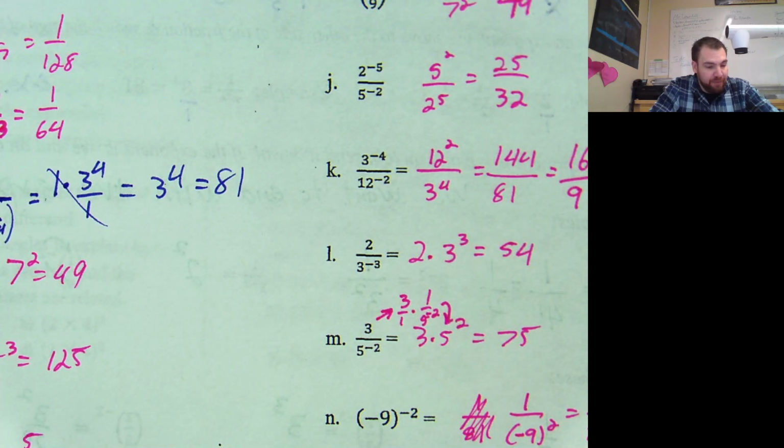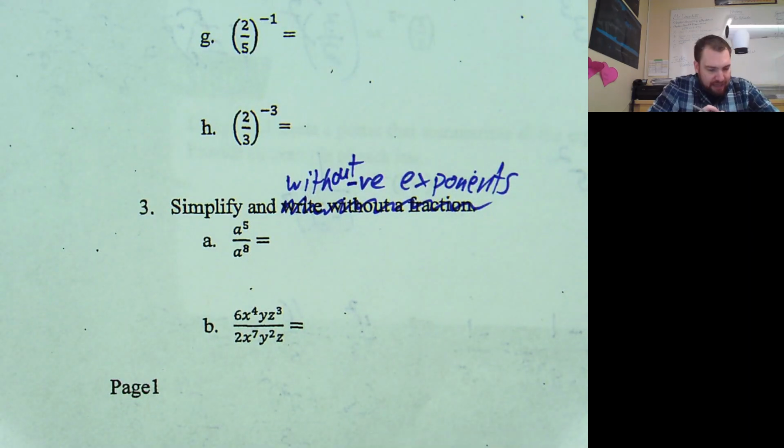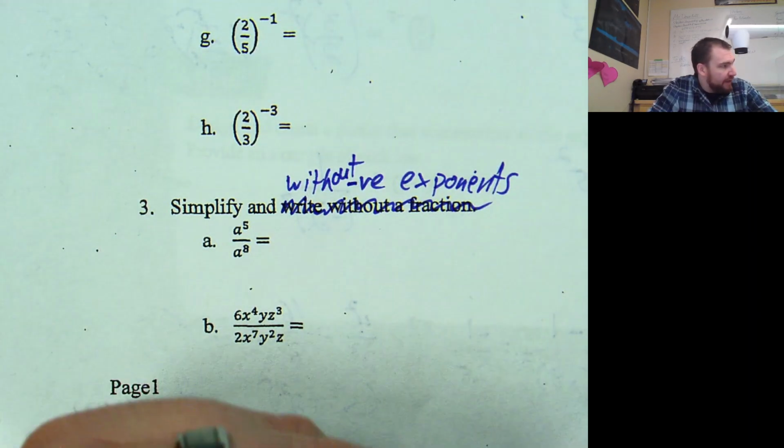Anybody else from questions 1 and 2? I'll do all of question 3 here in a sec. Going once, twice, 3 times. Cool. So let's take a look at question number 3. 3A. 3A is nice and easy. What do I do with that?